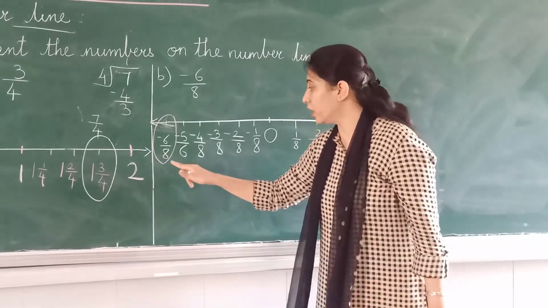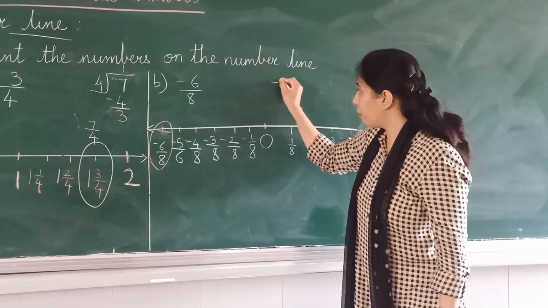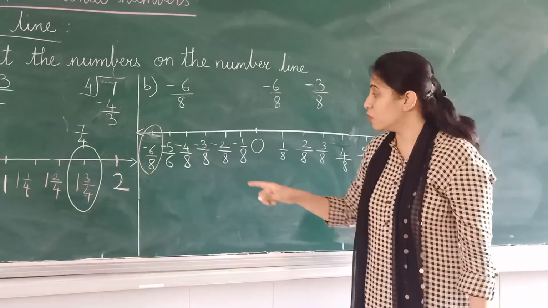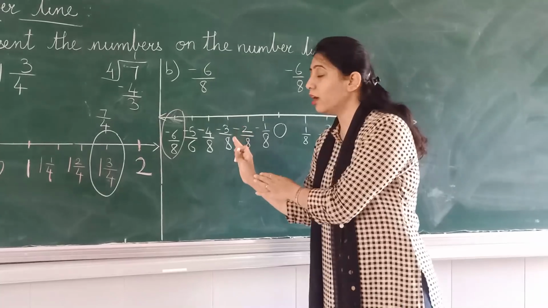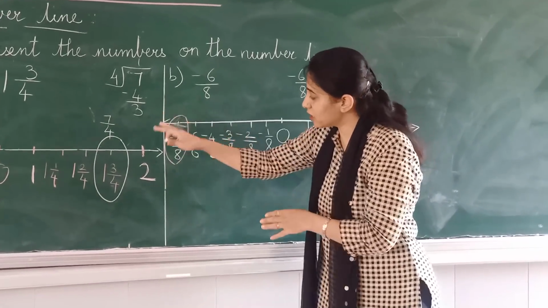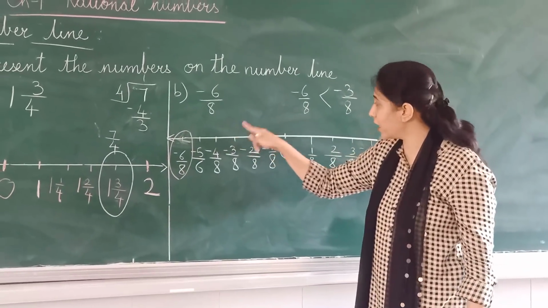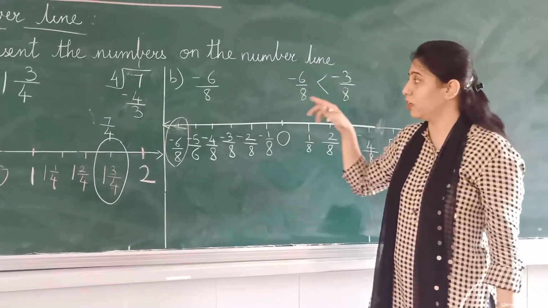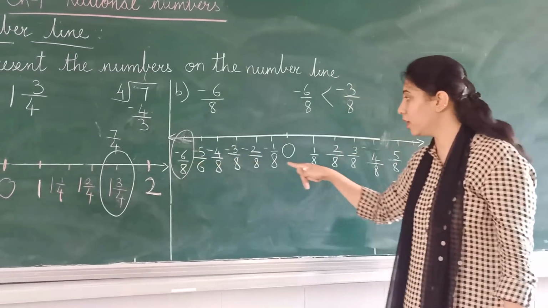Now we can check over here, minus 6 upon 8 is greater or minus 3 upon 8 is greater? So minus 3 upon 8 is greater. Why? Because it is on the right hand side of minus 6 upon 8, and minus 6 upon 8 is on left hand side of minus 3 upon 8. So whichever is on right hand side, that is always greater. So understood how to represent minus 6 upon 8 on the number line in this way.